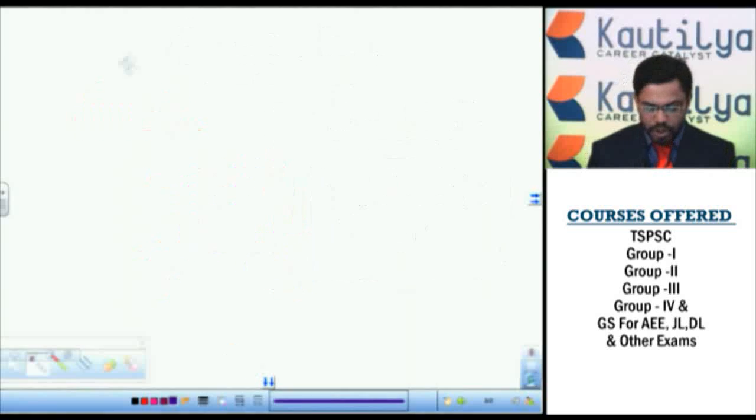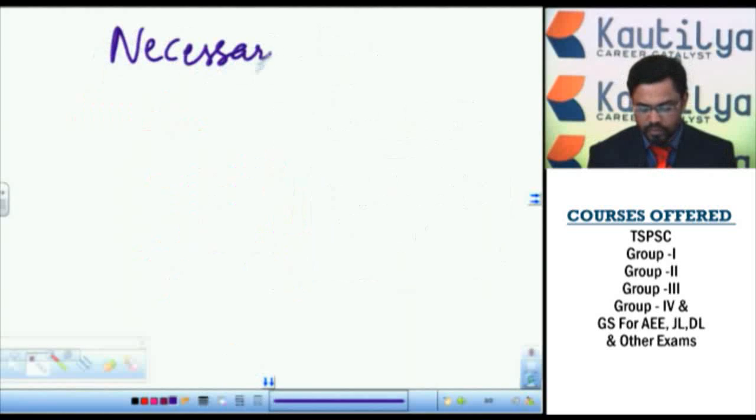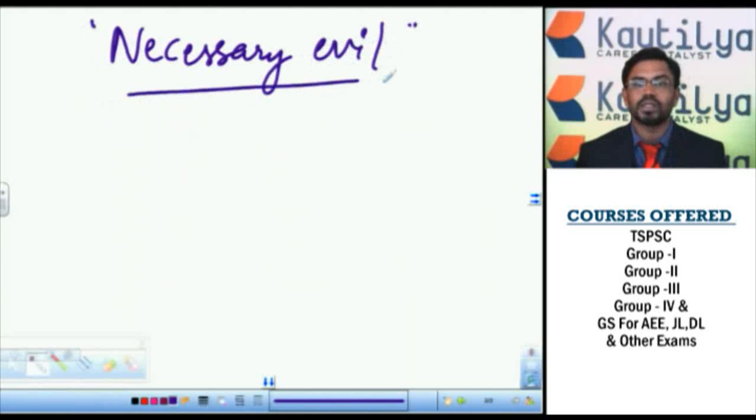So this transpiration is considered a necessary evil. Transpiration is considered a necessary evil for plants because it creates a transpiration pull, thereby the xylem sap, water and other nutrients move upwards.